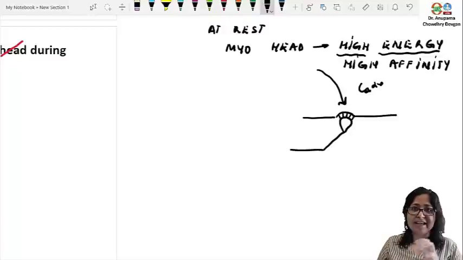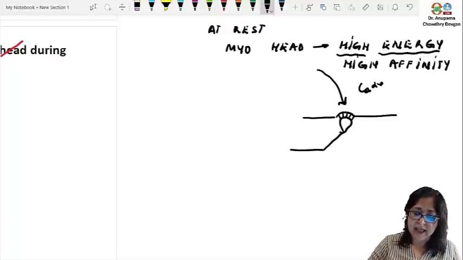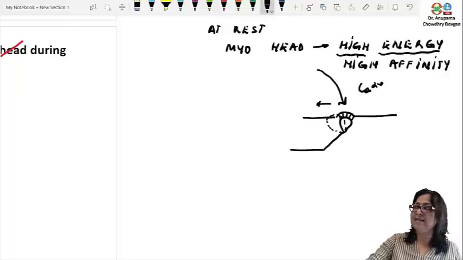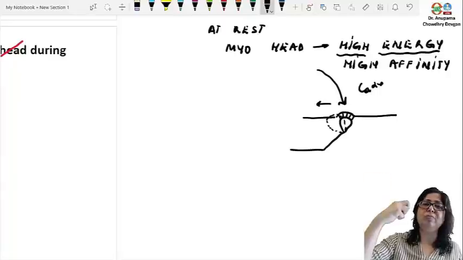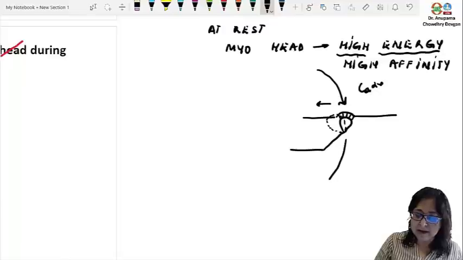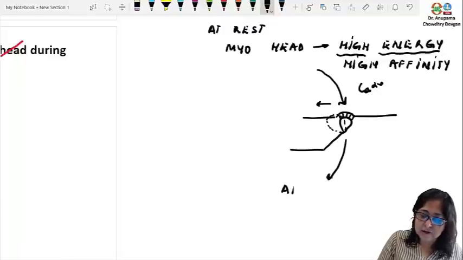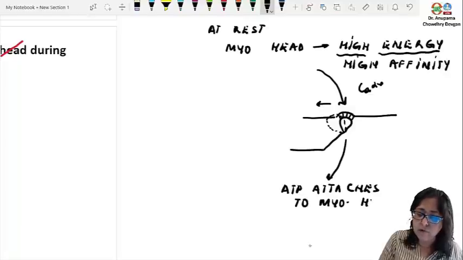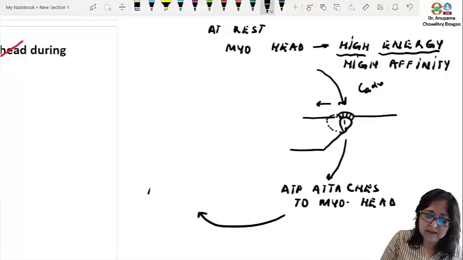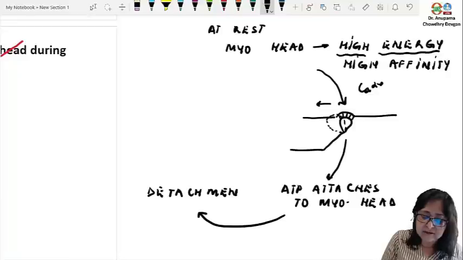Now remember, it was in a high energy state. It will utilize that energy, and the head moves towards the tail. And as the head moves towards the tail, it will also pull actin along with it. Now the next step here is ATP attaches to the myosin head, and as soon as ATP attaches, this causes a conformational change, which leads to detachment of the head. For detachment of the head, no energy is being used.